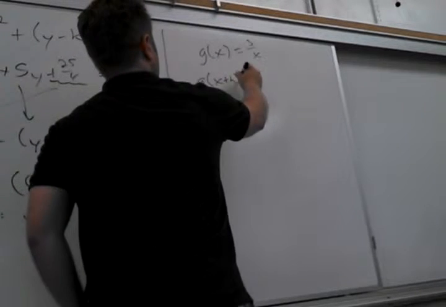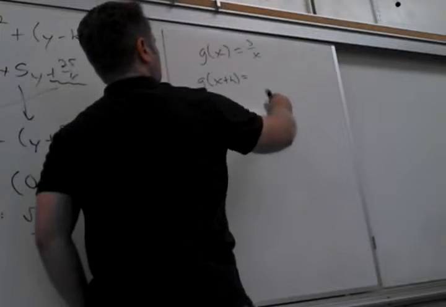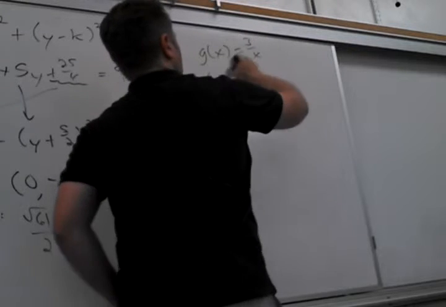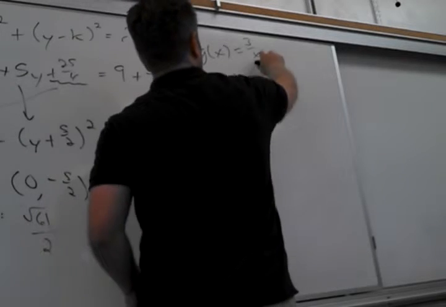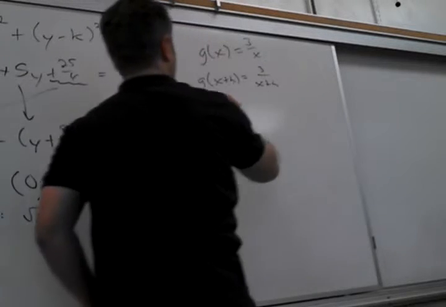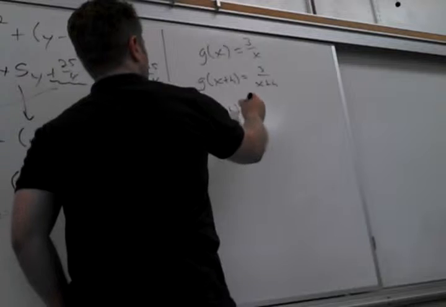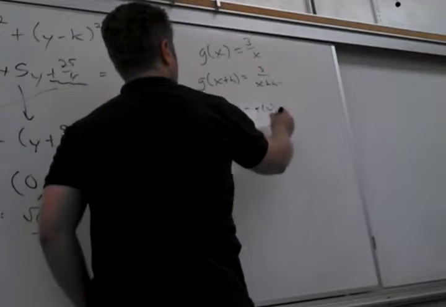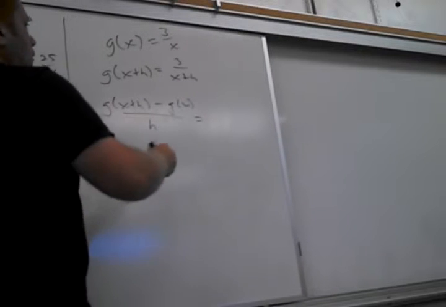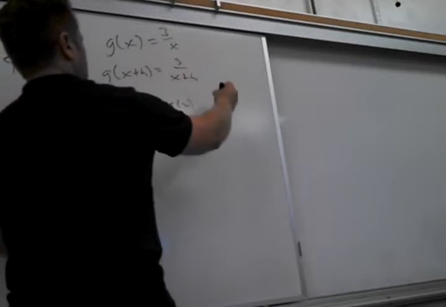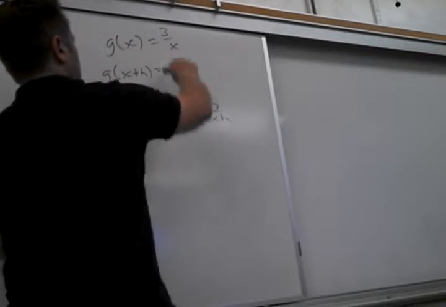So what's g of x plus h? 3 over x plus h. Exactly. Just plug that in. So I want to plug in g of x plus h minus g of x, all over h. So that's this. That's this.